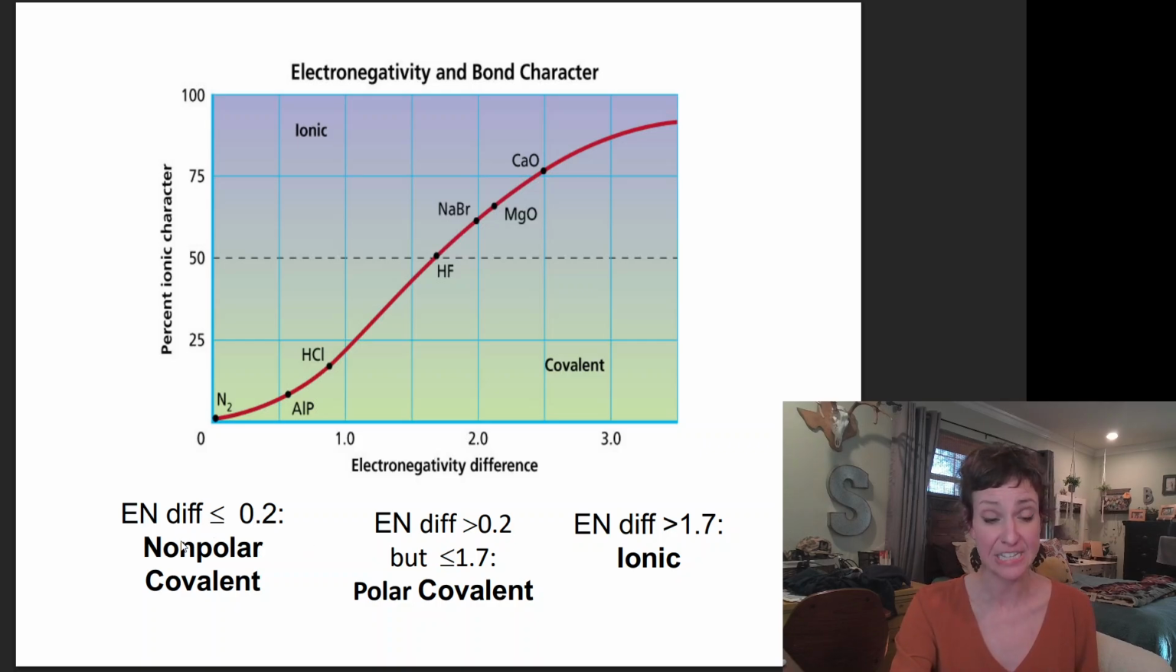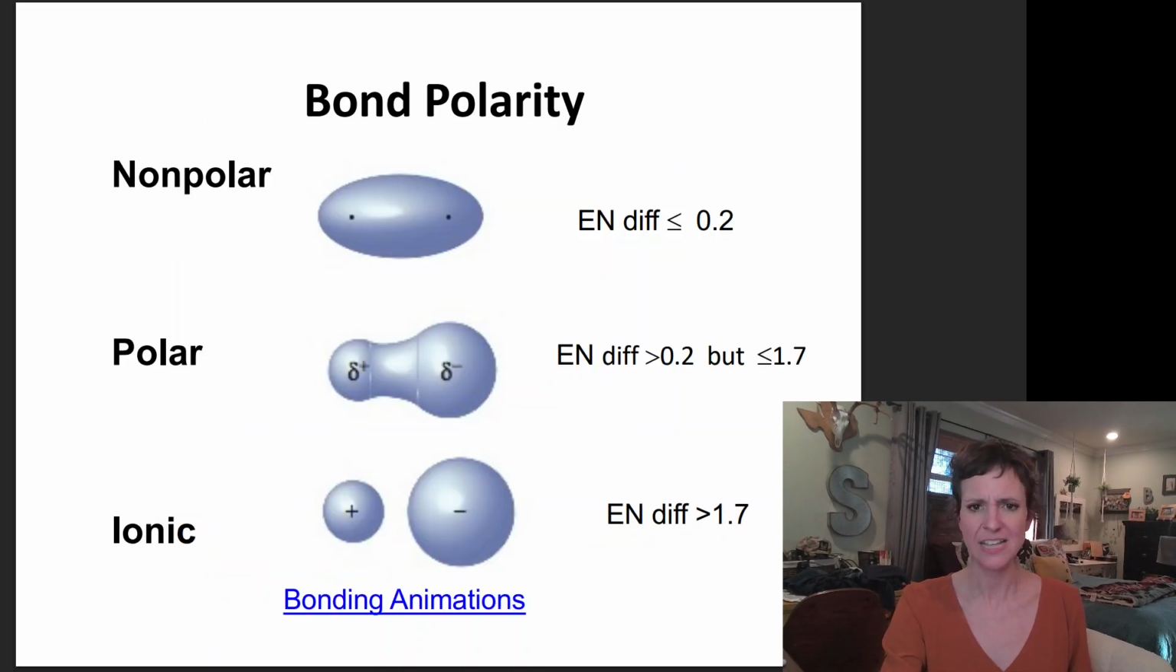So if my electronegativity difference between the two atoms is equal to or less than 0.2, I've got a nonpolar covalent bond. If my electronegativity difference is bigger than 0.2, but not any bigger than 1.7, I'm still sharing, but now I've got a polar covalent bond. And then finally, if my electronegativity difference is much bigger than 1.7, I've got a transfer and an ionic bond. So what does that look like for me?